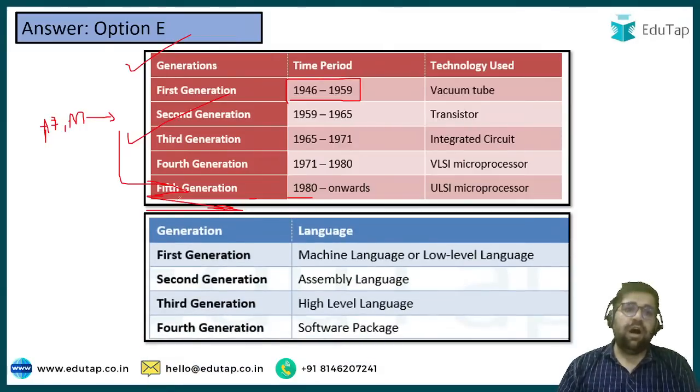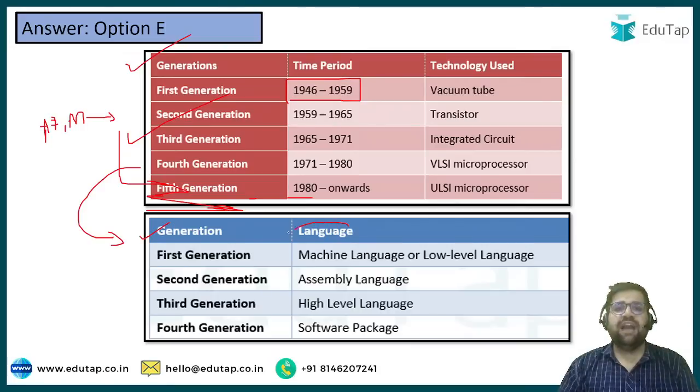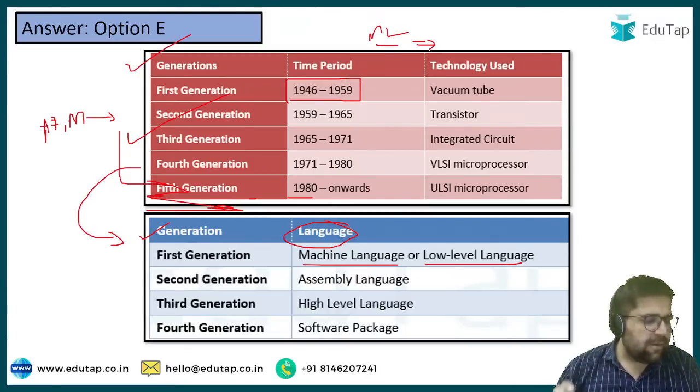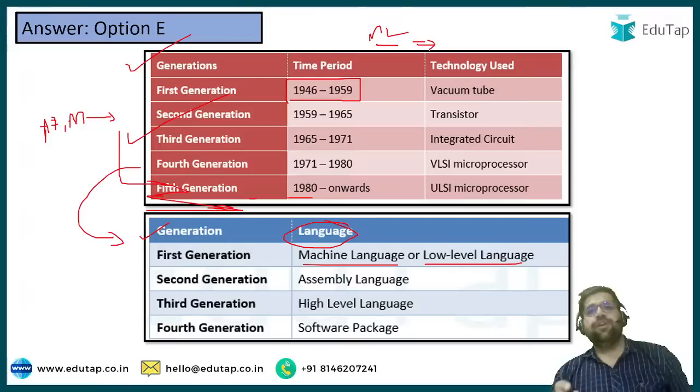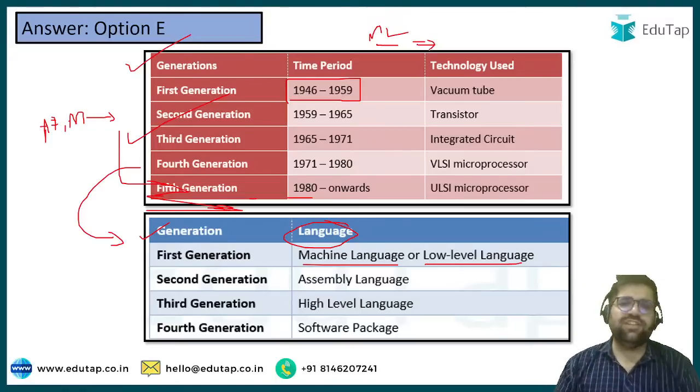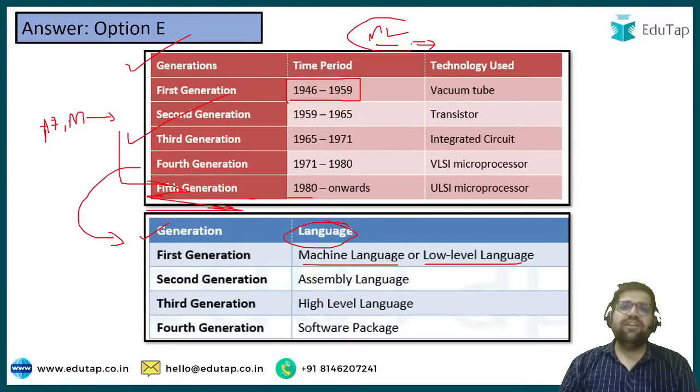Also, with this image, you have to remember this image as well, which is talking regarding the language. Now, what is machine language, low level language? I hope you know it. You let me know what is the other name of machine language. Machine language is also known as what? I am not giving you the option because this is a very easy question. I expect you to answer it.